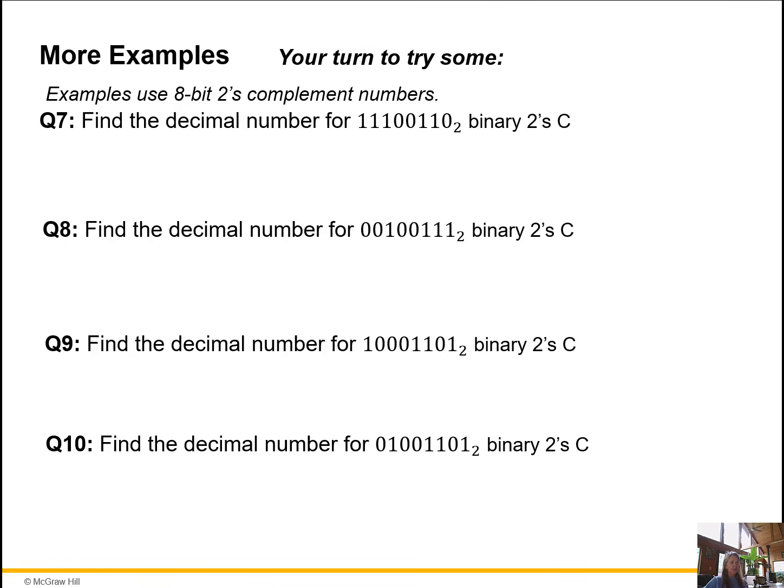The first thing that you have to do is say, oh, I've got a negative number. I've got a 1 out here in the front. That means I have to take the 2's complement of this number. So I take the 2's complement, which means I flip all the bits, and then I add 1.